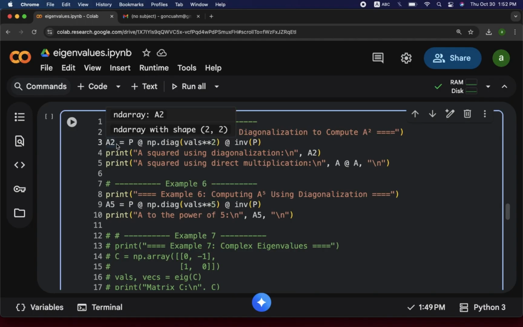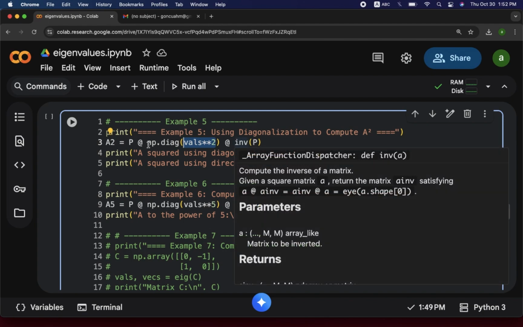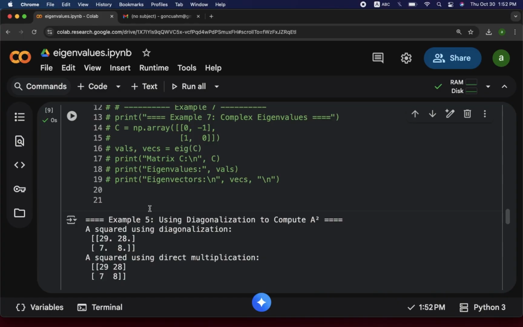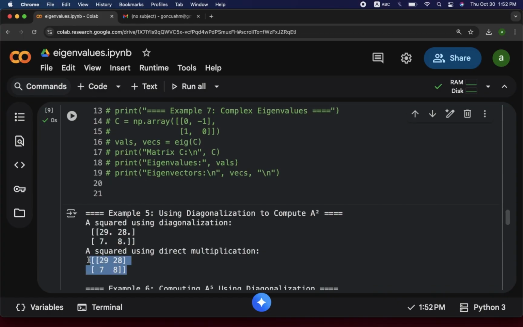And in the first example here, example 5, we have A squared that's calculated from taking the squares of the eigenvalues. So we are taking these squares, and then we do the multiplication with P, which is the eigenvector matrix, and then this is the inverse of the eigenvector matrix. And you can also compare this with the direct multiplication and taking the square of A, and we can verify in the first part here. You see both of them gave us the same result.